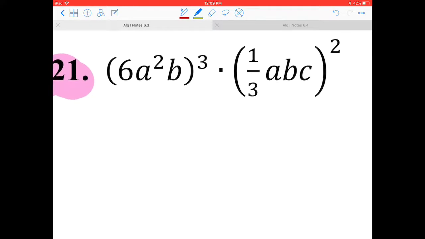So, number 21, again, we have 2 exponents happening on the left and right side, so we're going to do both, and then we'll multiply at the end. So 6 cubed. Again, sometimes these numbers are going to get pretty big, so make sure you have a calculator handy, or you can do it longhand. This is 216. A to the 6th power, b cubed.